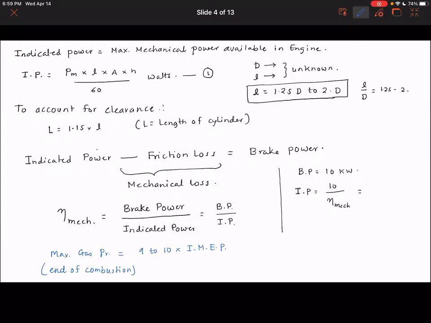Okay, any questions in the cylinder design so far?